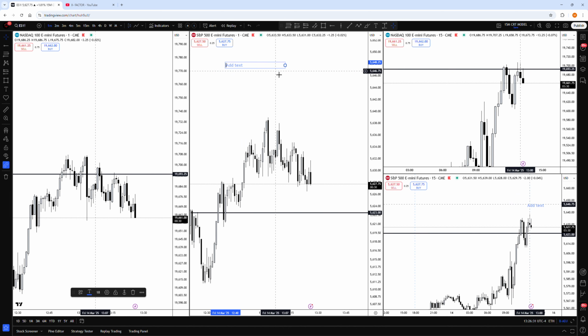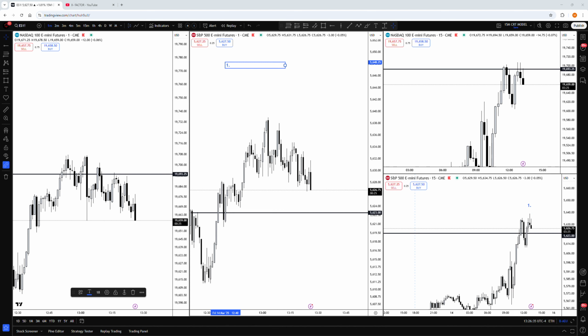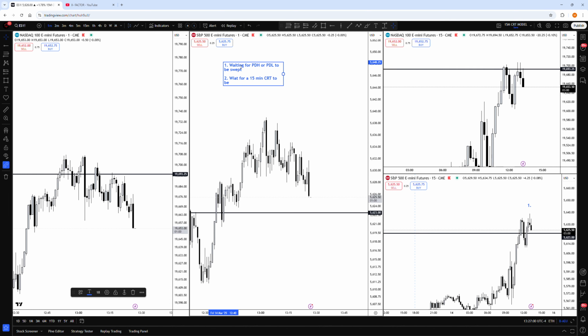On the screen, we have our first point. We're going to focus on 5 specific points. One being we are waiting for previous day high or previous day low to be swept. Okay, that's number one. Number two, we wait for a 15-minute CRT to be formed.